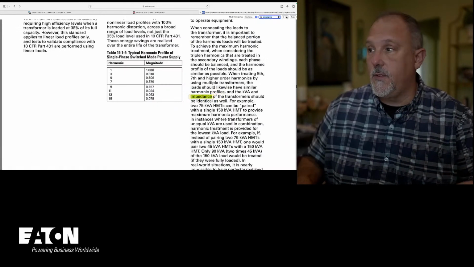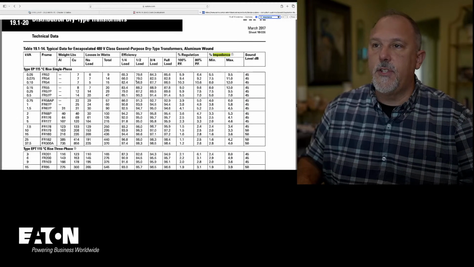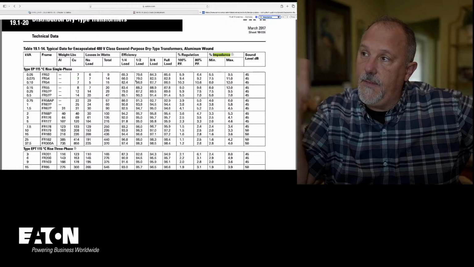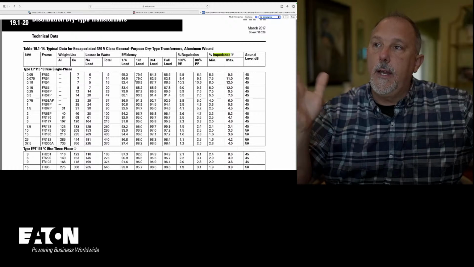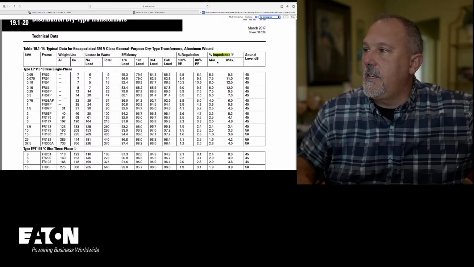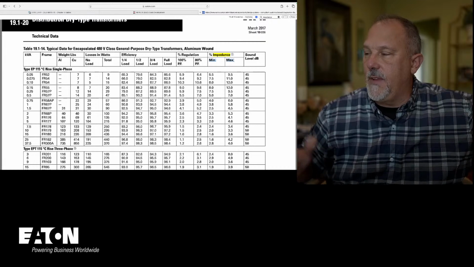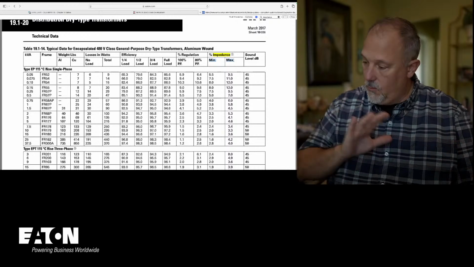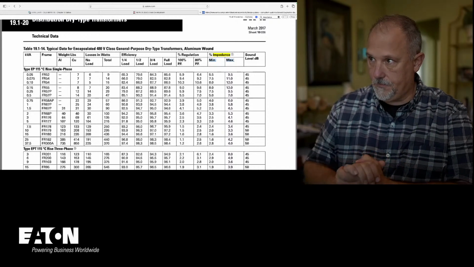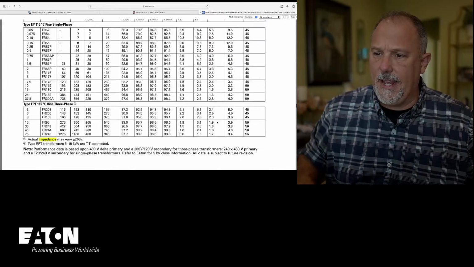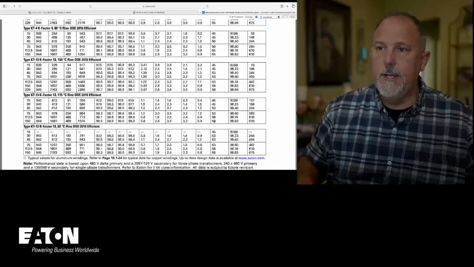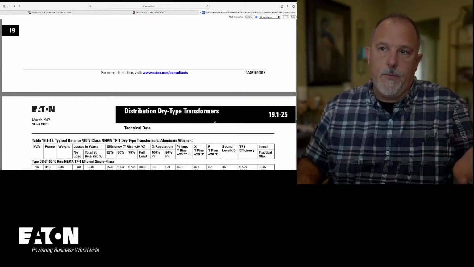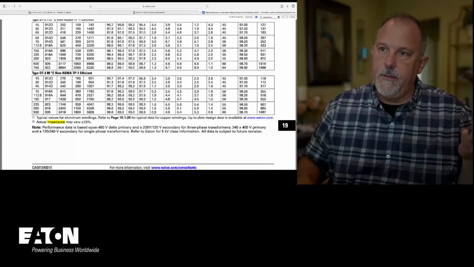So for a transformer, what I'm showing on the screen is the values that Eaton publishes, and you'll typically see a range, a minimum and maximum impedance value. Remember, each of these values will have a plus or minus 10%. We'll work that into our values. But what I'm going to do is try to find a 500 kVA transformer in here somewhere, because remember, we're just doing math. And here's a 500 kVA.